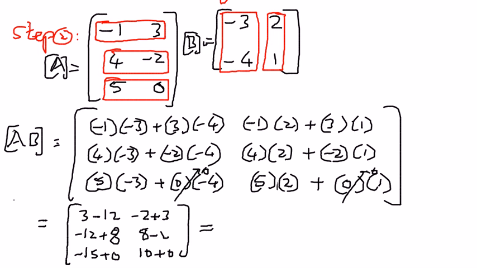When we simplify, this becomes 3 minus 12, which is negative 9, and then negative 2 plus 3 is 1. Negative 12 plus 8 is negative 4. 8 minus 2 is 6. Negative 15 plus 0 is negative 15, and then 10 plus 0 is 10.